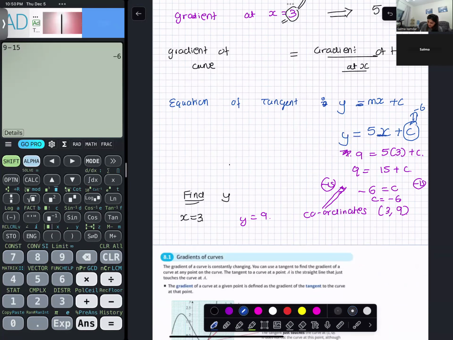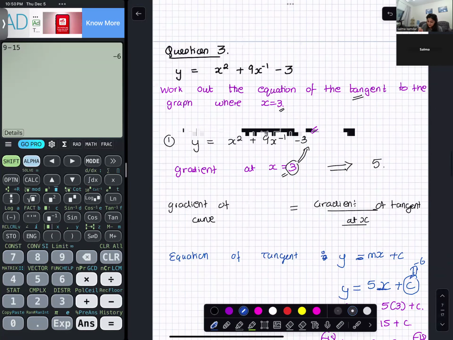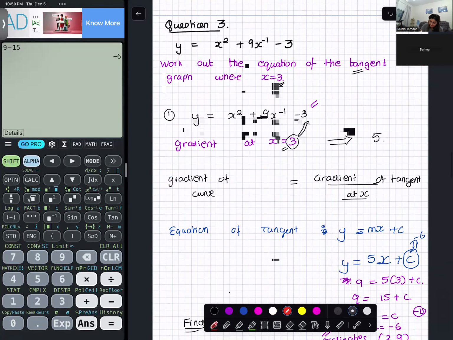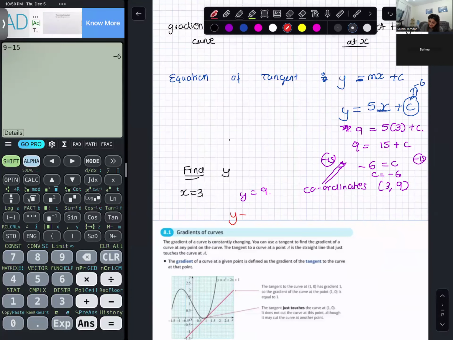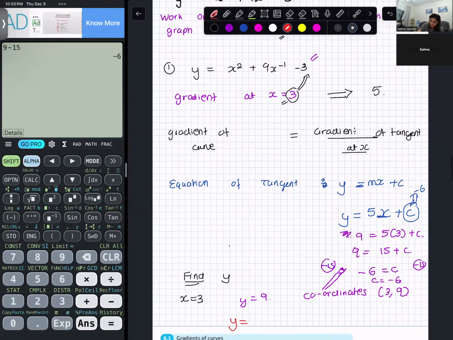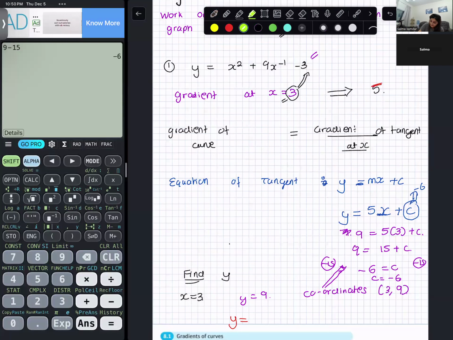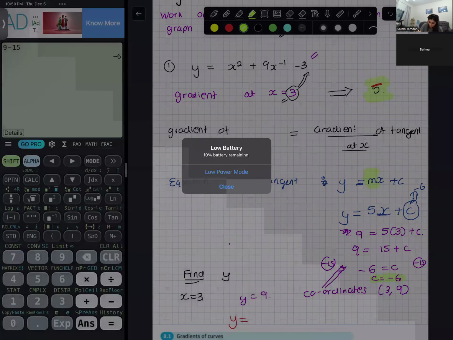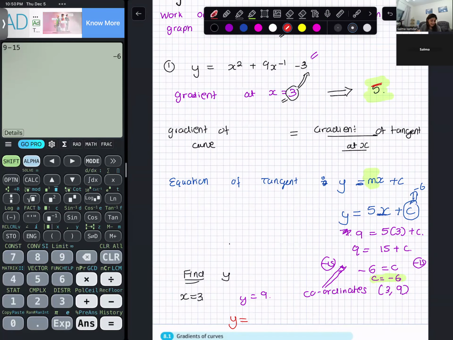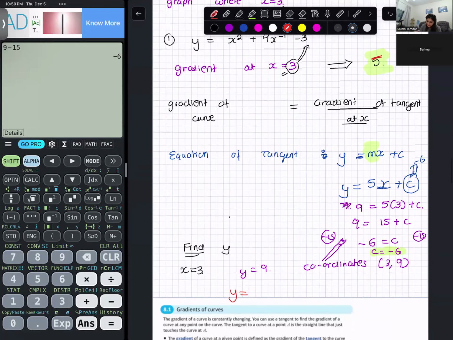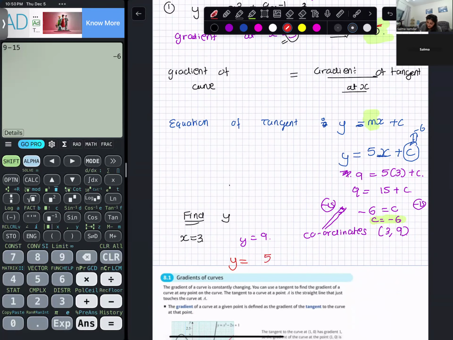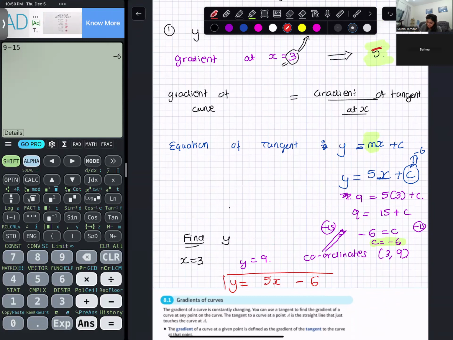So the equation of the tangent to the graph at x is equal to 3 would be y is equal to, gradient is 5, so I have the m and I have the c. The equation of the tangent would be y is equal to 5x minus 6, where minus 6 is the value of c. So this is all related to the gradient of the curves at different points.